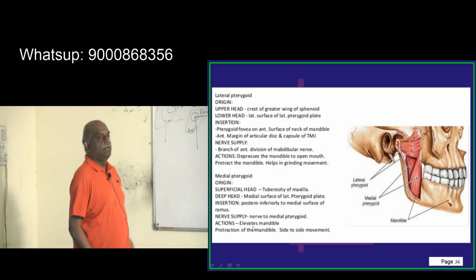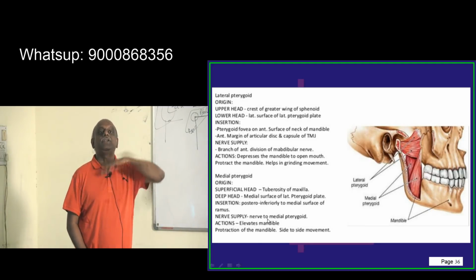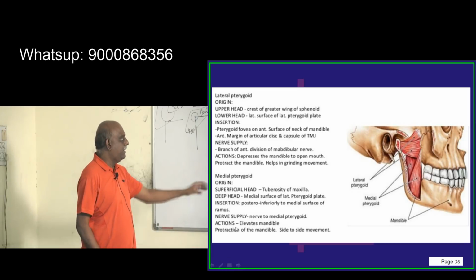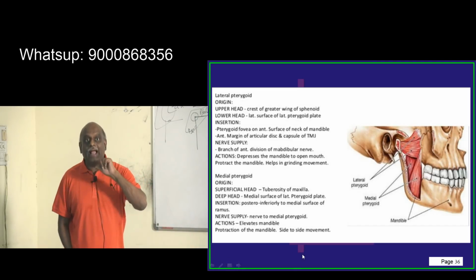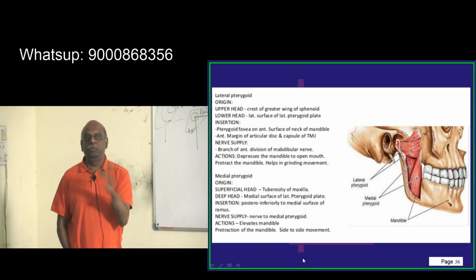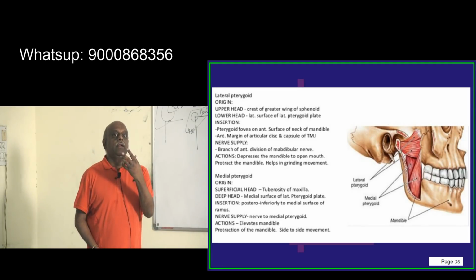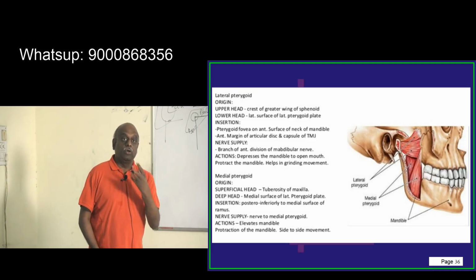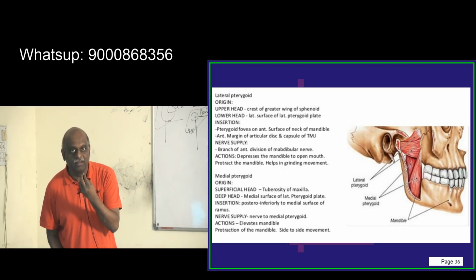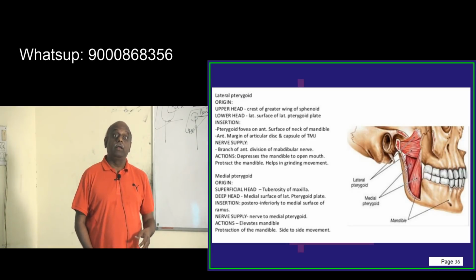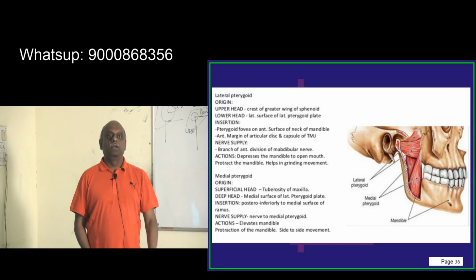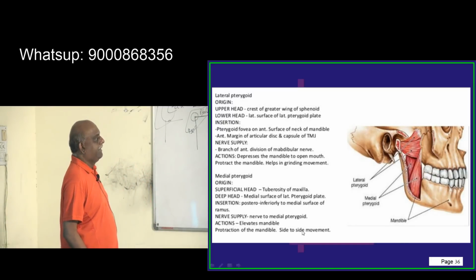Medial pterygoid, it elevates the mandible. We shut the mouth because of the medial pterygoid. It also leads to protraction and side to side movement, the same things like the lateral pterygoid. Only thing is the medial pterygoid closes the mouth. Lateral pterygoid opens the mouth is what you need to basically remember.